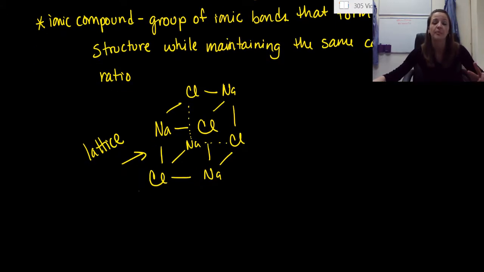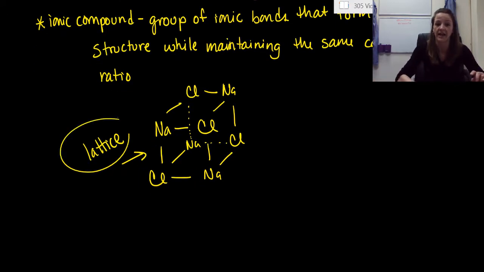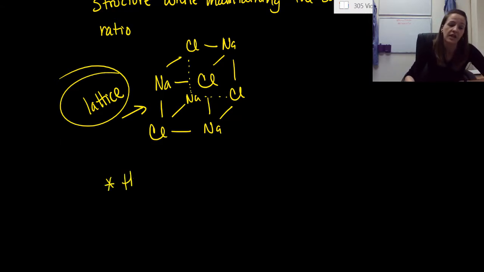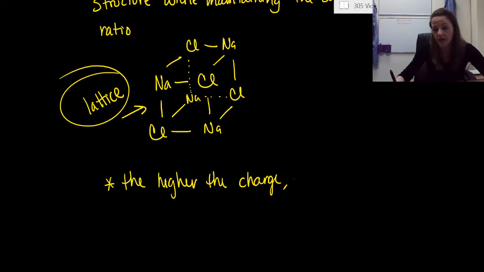So now there's two properties we need to understand when we talk about lattices, okay? We need to be able to talk about their strength, but the strength breaks down into two different sections, either the charge or the size of the atom. So let's start off by looking at the charge. So the higher the charge, the stronger the lattice. The higher the charge, the stronger the lattice.